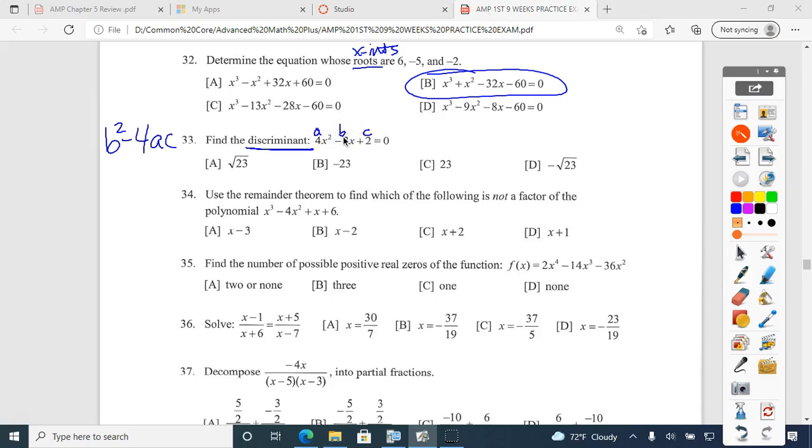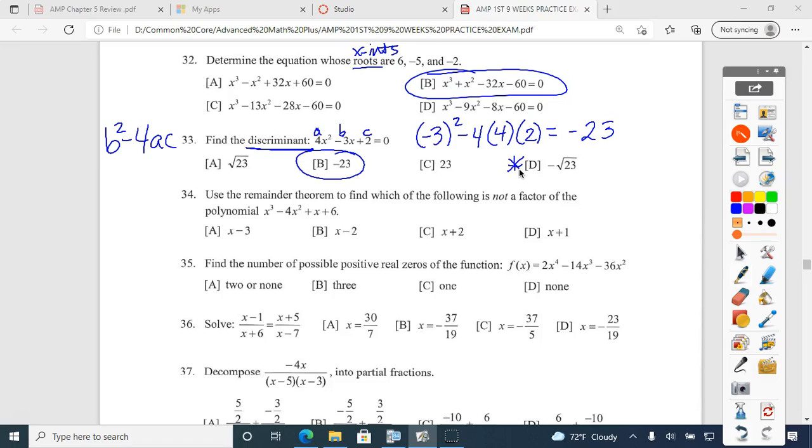It is equal to 0, so we're going to do -3 squared minus 4 times 4 times 2. And that will be, let's see here, -3 squared minus 4 times 2, -23. So, B, okay? They want you to pick this one, but remember the discriminant does not include the square root, okay? It doesn't include the square root.